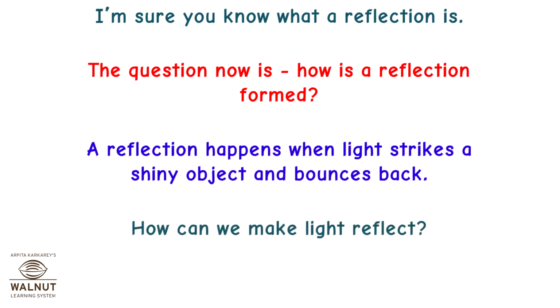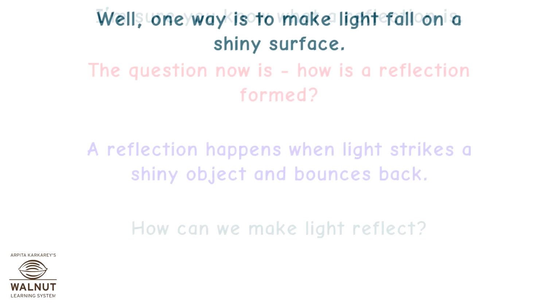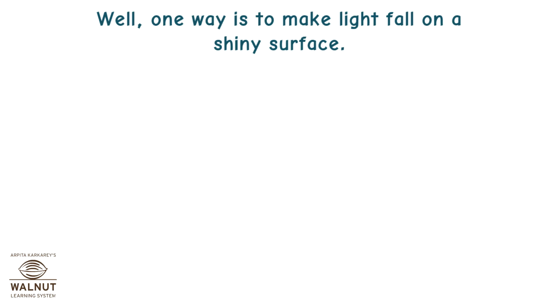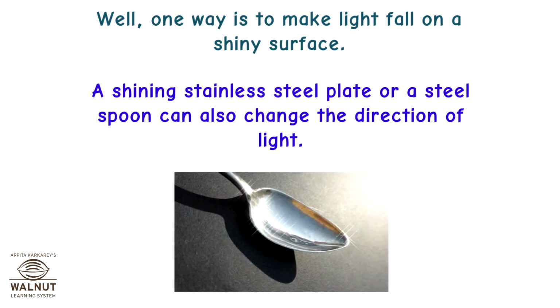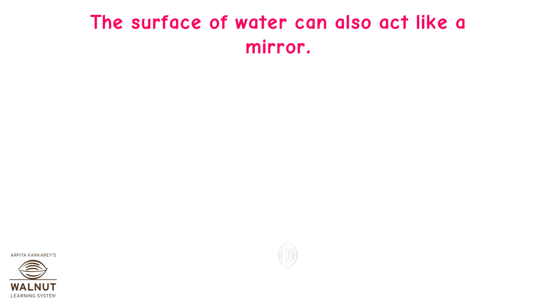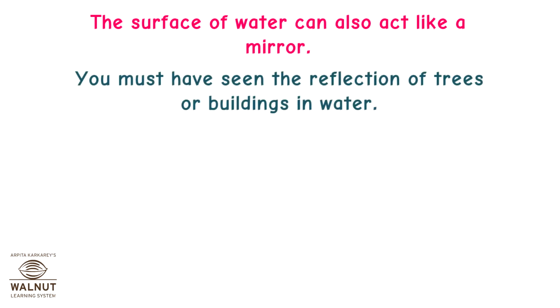How can we make light reflect? Well, one way is to make light fall on a shiny surface. A shining stainless steel plate or a steel spoon can also change the direction of light. The surface of water can also act like a mirror. You must have seen the reflection of trees or buildings in water.